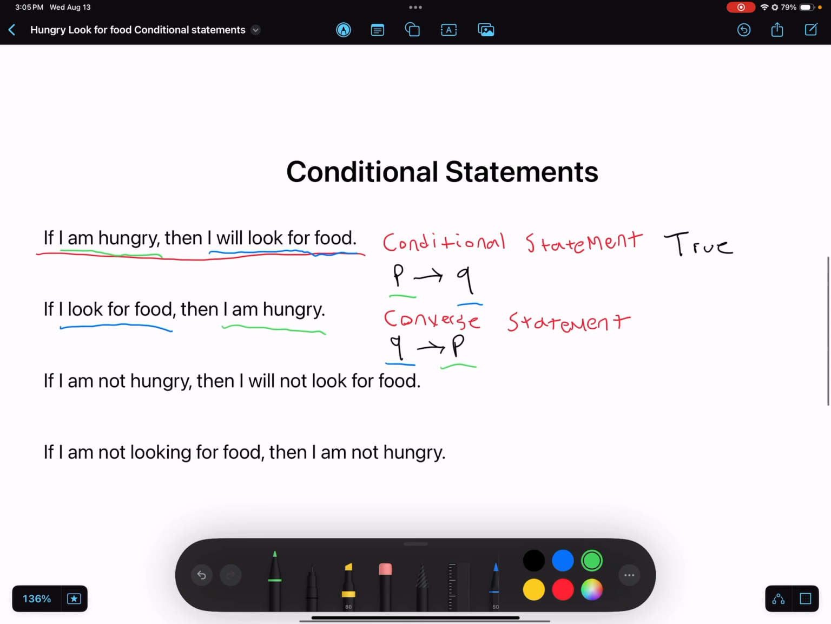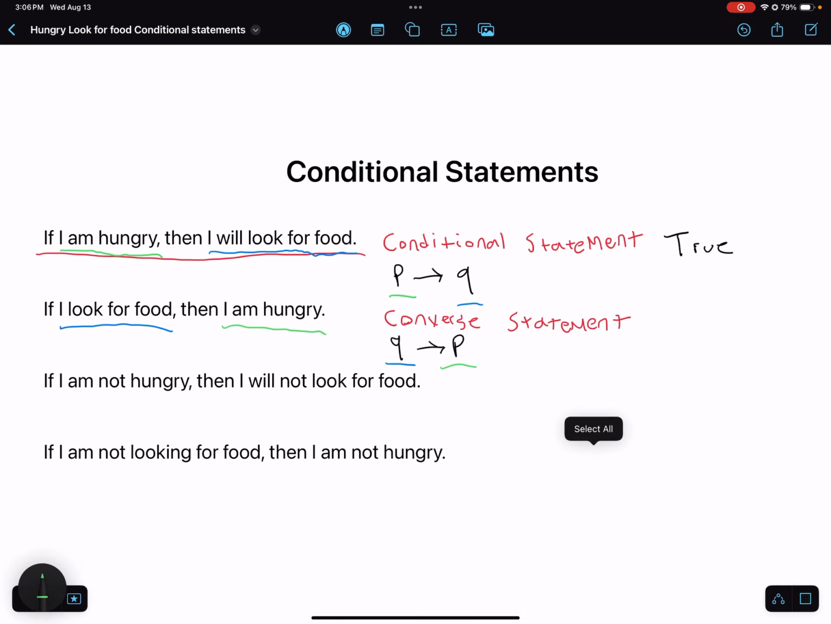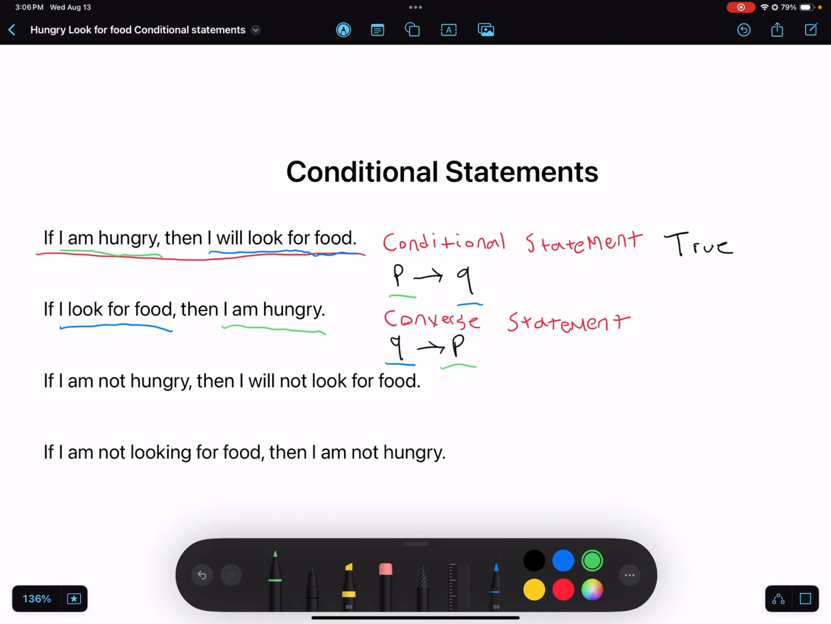Now, does this make any sense? If I look for food, then I'm hungry. So this might not always be the case, is the thing here. Unlike with the first statement, it isn't always going to be true. And since that's the case, we cannot conclude that this statement is true. So we must write false because there are possible conditions in which this could be false.